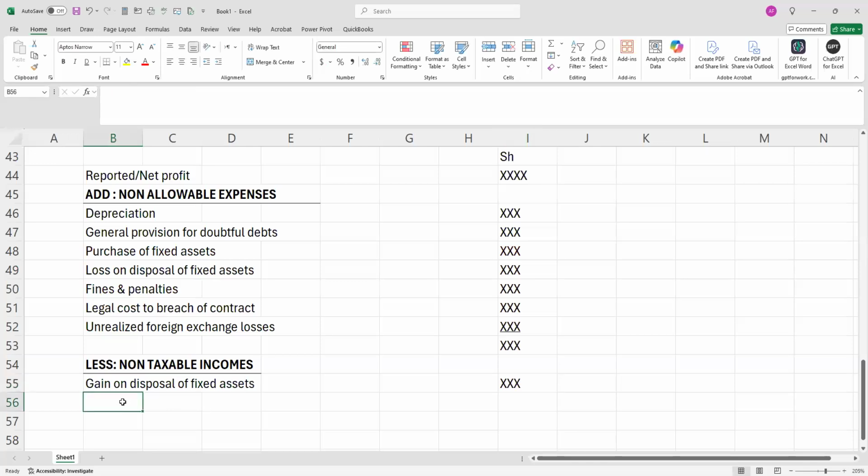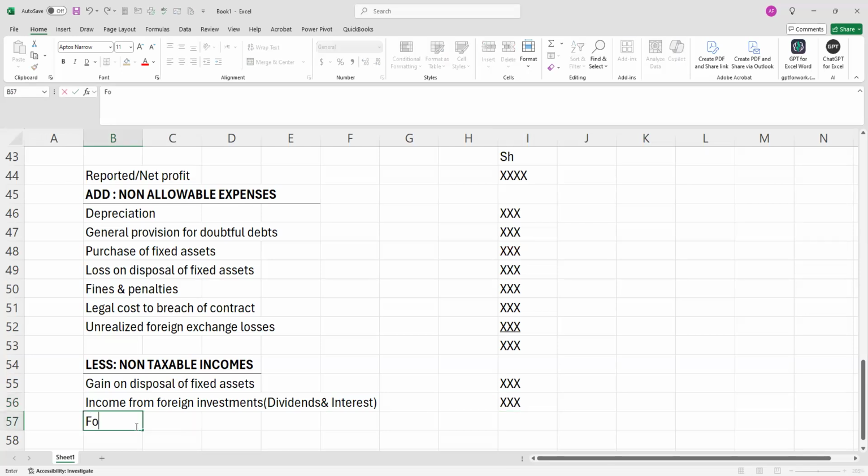There is income that you earn from foreign investments, say like dividends and interest income that you earn from foreign investments. You can consider foreign exchange gain unrealized.